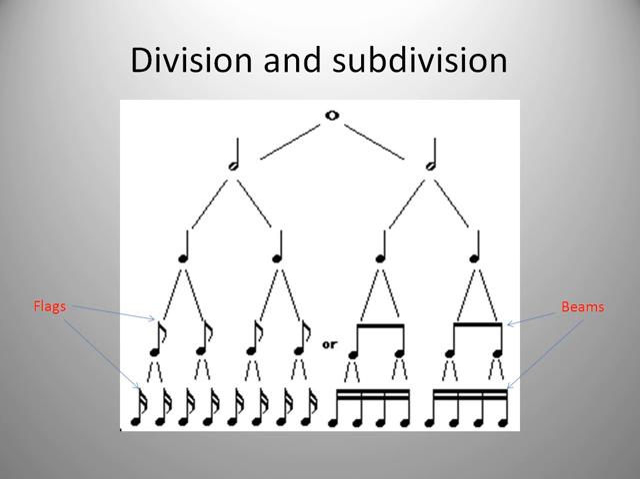If you look at the bottom 2 lines of this diagram, you'll notice that the eighths and sixteenths on the left side have flags, while the ones on the right side have beams. Either is correct, but sometimes composers will choose one over the other in certain circumstances. Rests are never beamed.